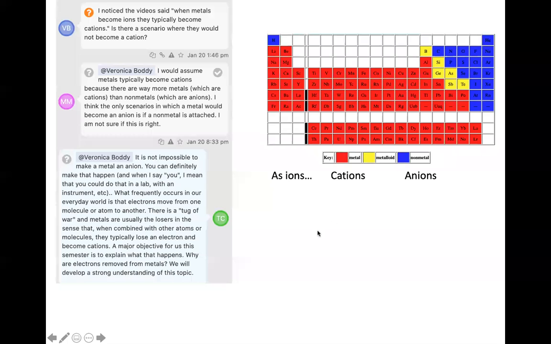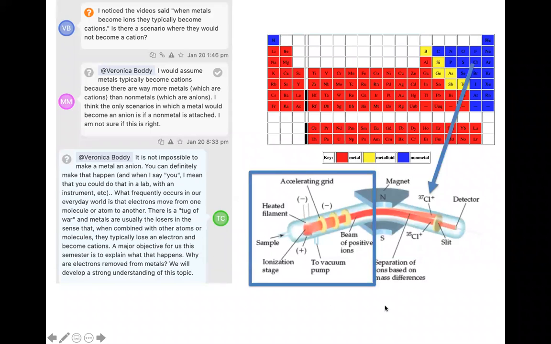But I can make a metal an anion. I can make a non-metal a cation. Because after all, when I was looking at what took place in a mass spectrometer, that was involving in this figure chlorine, which is a non-metal. Typically, I would say in this tug of war, it becomes an anion. But clearly, in this lab experiment, it was possible to turn it into a cation as well.